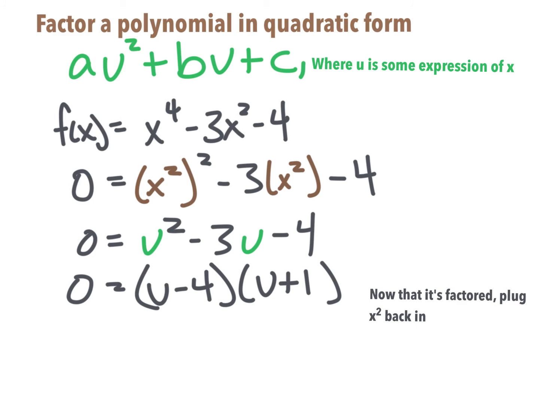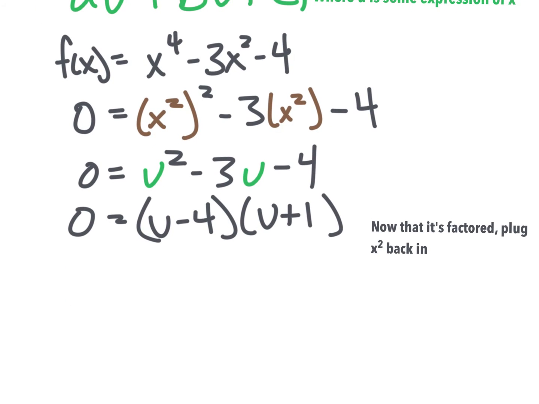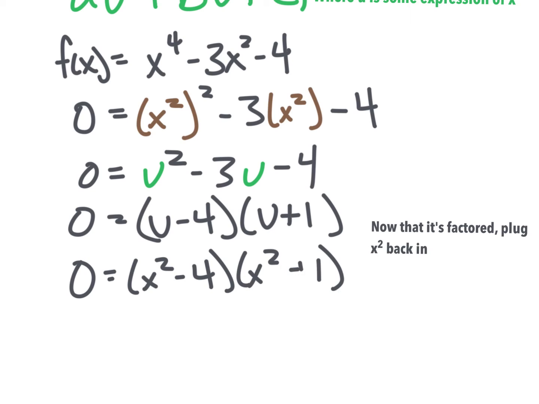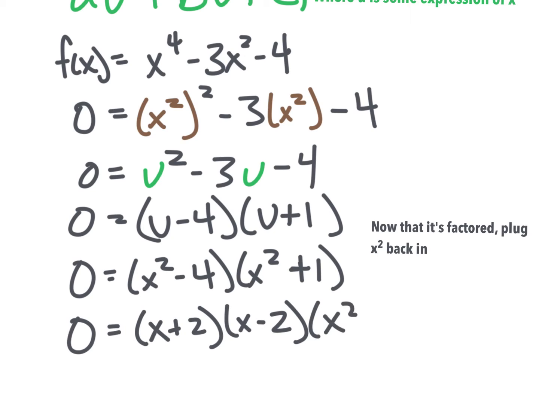All right, now that we have it factored, we're just going to plug that x squared right back in for that u. So 0 equals x squared minus 4 times x squared plus 1. And here we see that x squared minus 4 factors again. So 0 equals x plus 2, x minus 2, times x squared plus 1.